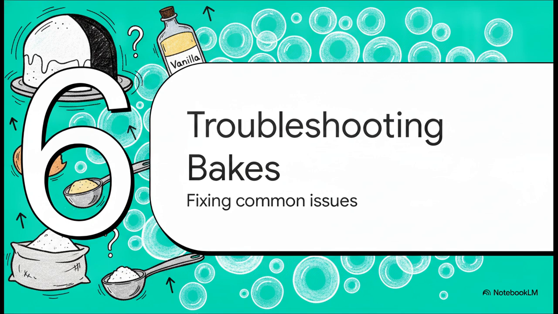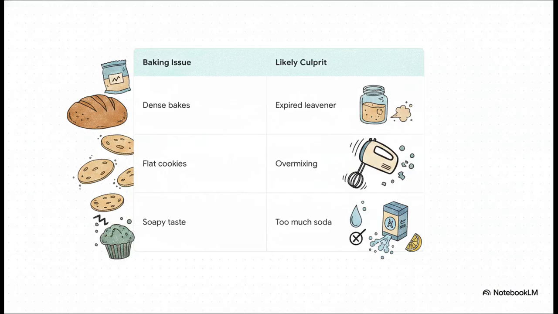Finally, Section 6. Troubleshooting your bakes and fixing those common issues. Definitely keep this handy chart in mind the next time something goes wrong in the kitchen. If your bake is dense and heavy, your chemical agents might have just expired in the pantry. Or maybe you didn't whip enough air in during the creaming stage.